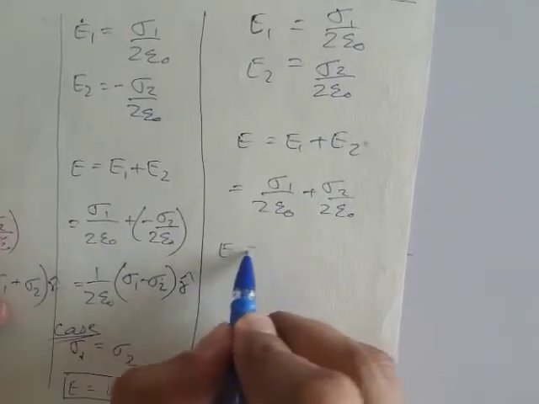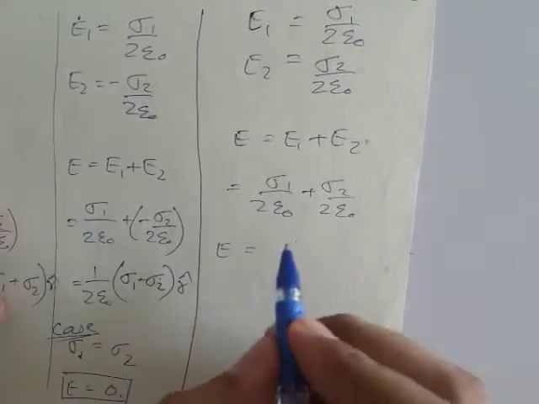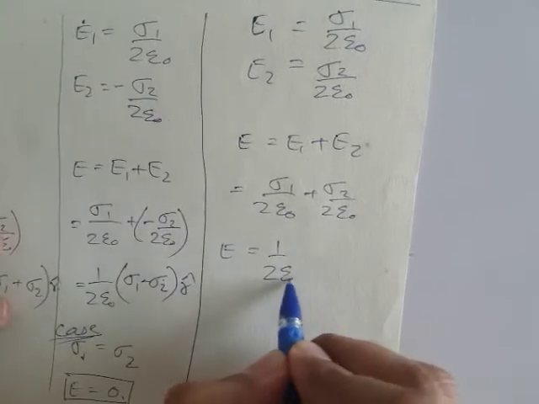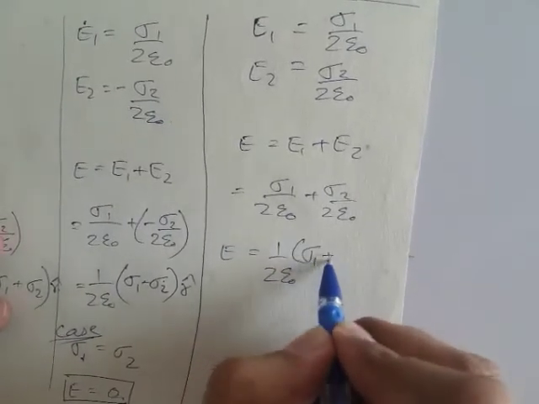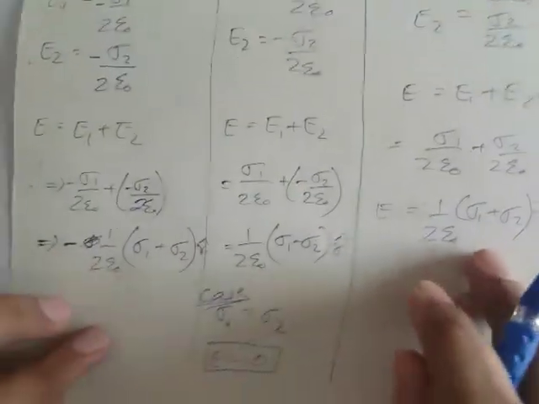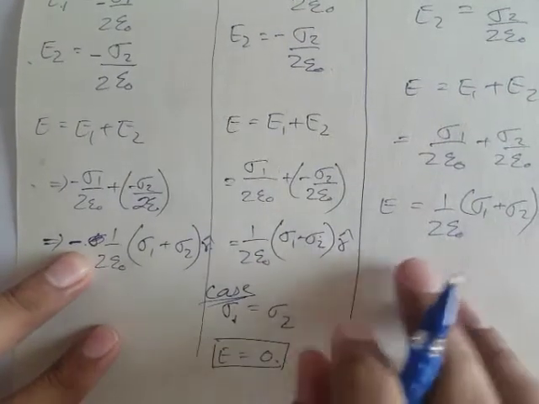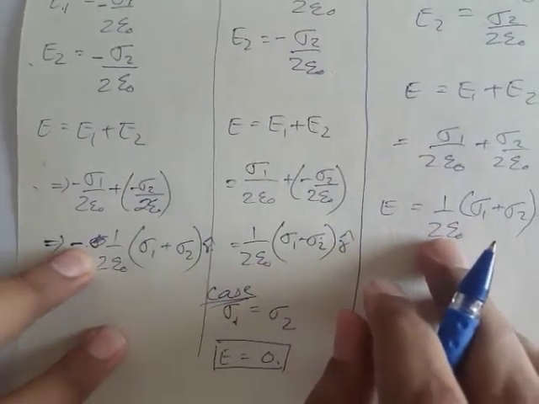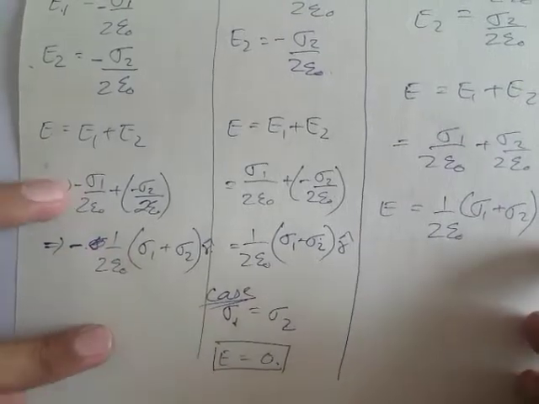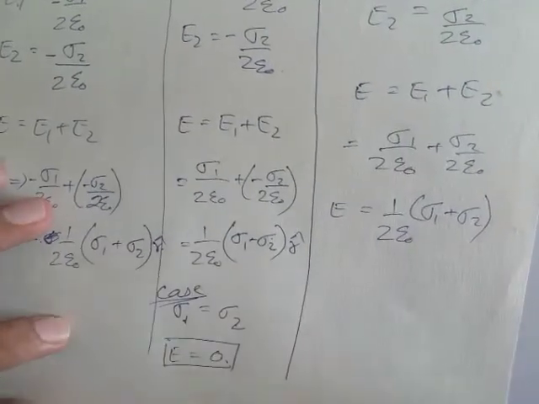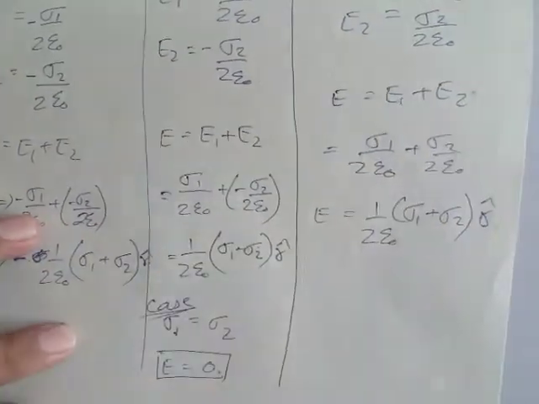So the total electrical field outside of this sheet is 1 upon 2 epsilon naught, sigma 1 plus sigma 2. If we compare these two equations, here there is a minus and here there is no minus, so the directions are opposite but the resultant will remain the same. And if the direction is asked, then we can say this.